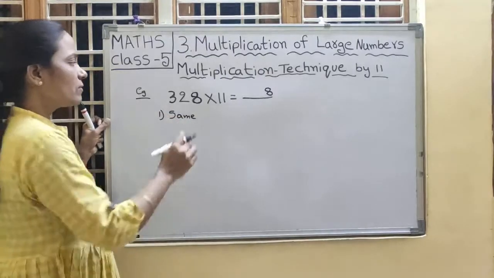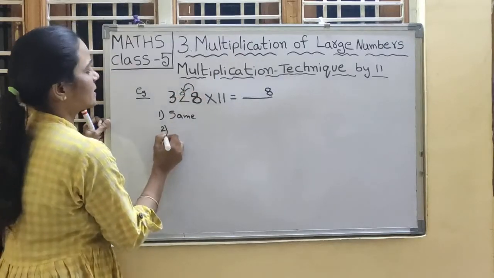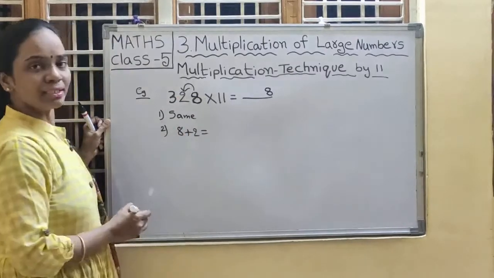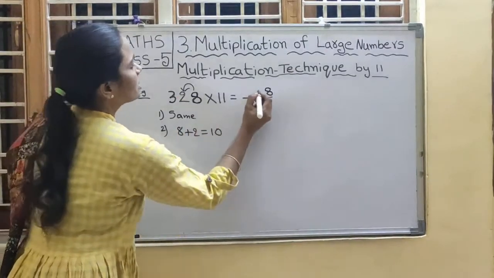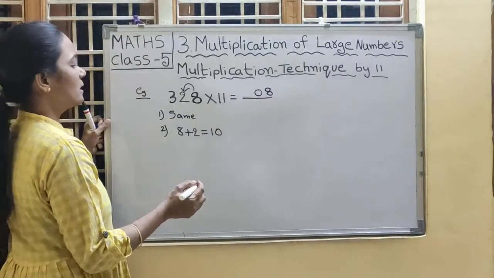Next, what we have to do? We have to add these two digits. Second step. So what is that? 8 plus 2 is equal to how much? 8 plus 2 is 10. So 0 right here, and 1 is the carry over. We have to write it above 2.